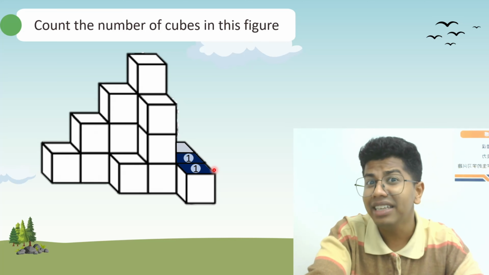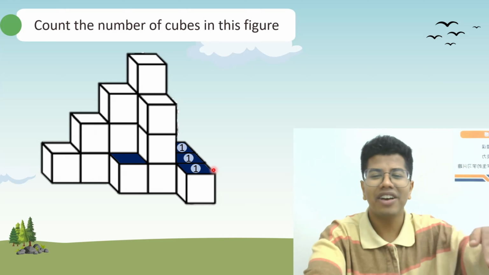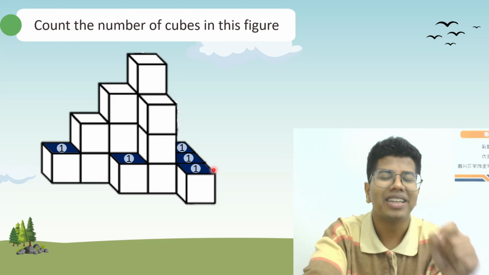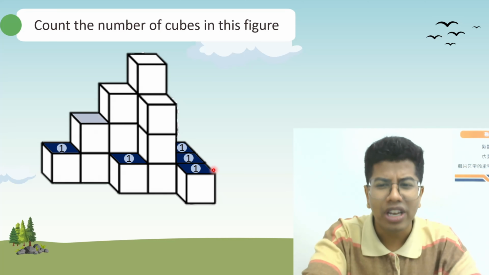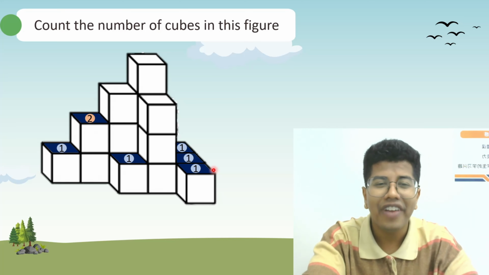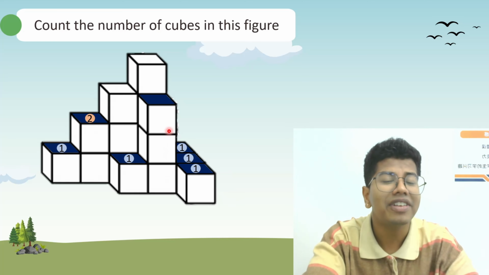Let's say if I'm standing here, again 1. Now here, oh, it's at the same surface. We can see there's just 1 cube. Let's say for here, just 1 cube. Now, let's try to move ahead. Let's say for here, how many cubes will there be? Just 2. Very good.